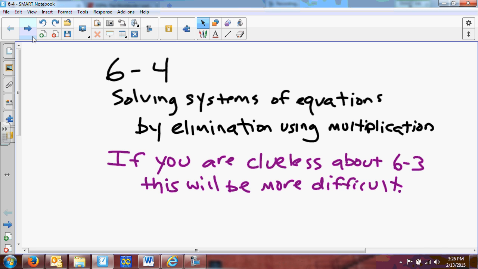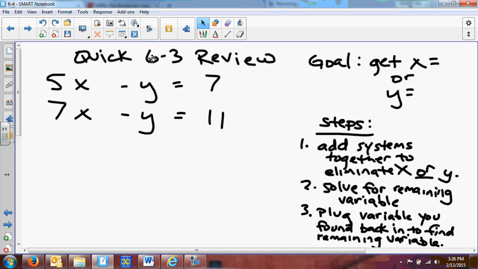So let me show you here. Quick 6-3 review. Our goal is to get x equals or y equals. Doesn't matter which one, but to do that, we're going to have to cancel or eliminate one of these variables, because we have to start by getting our first variable. Once we can do that, we'll plug it back in. Okay, so 6-3 review. Here we go.